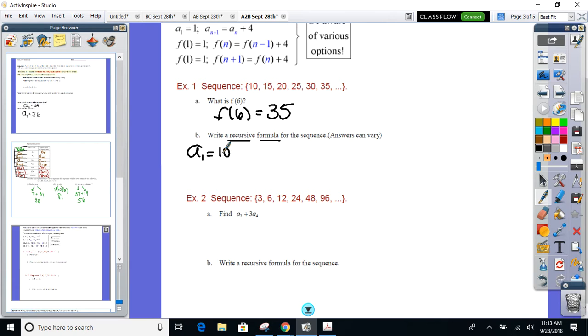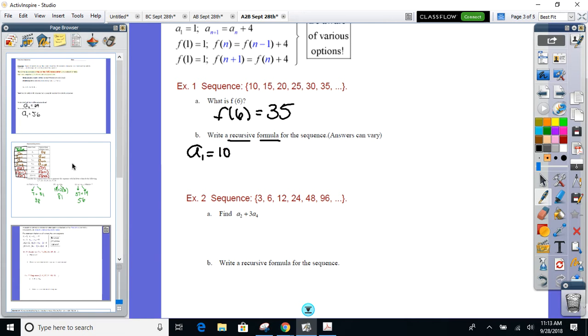Next is you have to tell me what you are doing to the previous term to get to the next term. That's what you have to figure out for every recursive formula. What am I doing in this sequence in particular? What am I doing to the previous term to get to the next term? Adding 5. Everyone agrees I'm adding 5. Now, how do I write that, though?